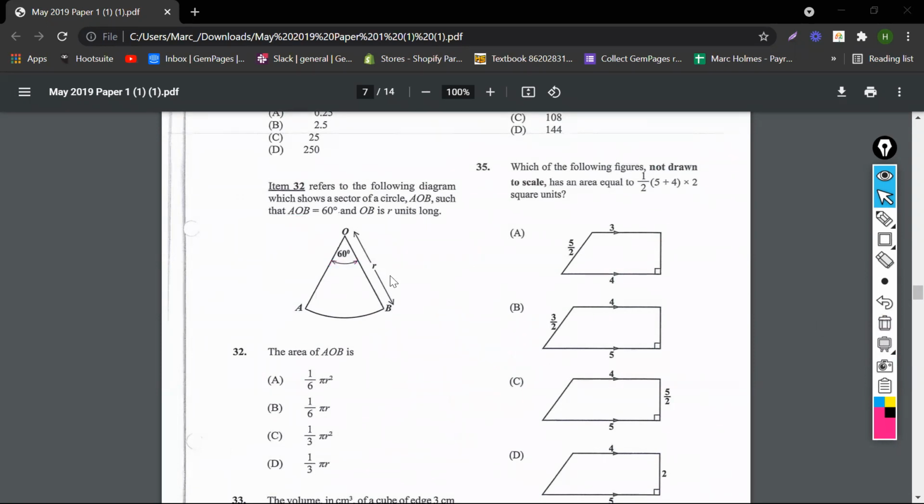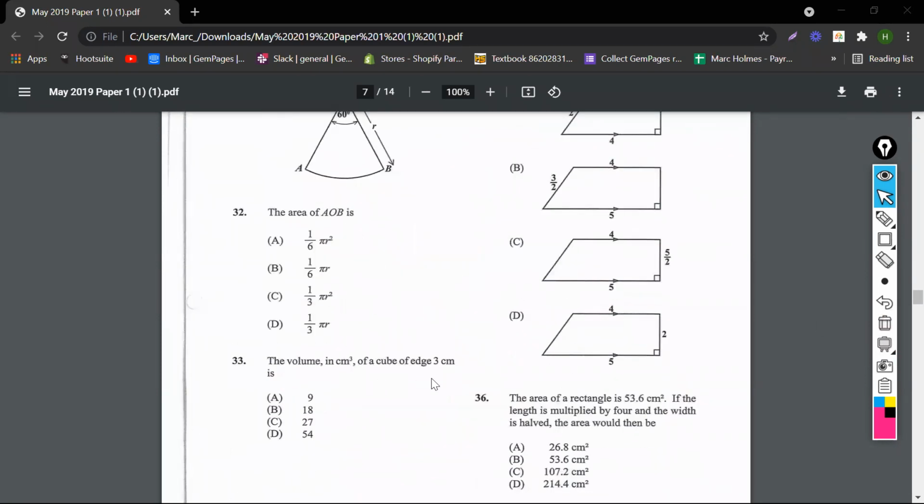All right. So let's move on to 33 now. It says the volume in centimeters cubed. Hey guys, this is another question that you should look at, please. It comes quite often. The volume of a cube of edge 3 centimeters. So guys, let me just draw the cube right away. So this is the cube, guys, and one side is 3 centimeters. But guys, for a cube, if this is 3 centimeters, this is also 3, and this is also 3. All the sides are 3.